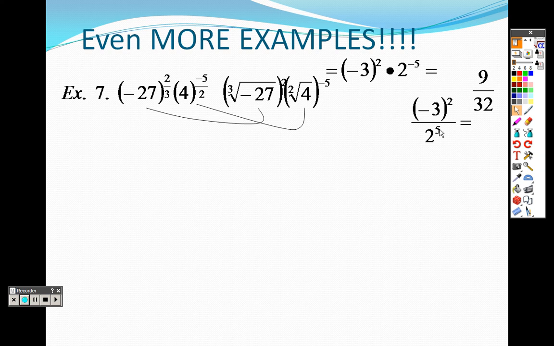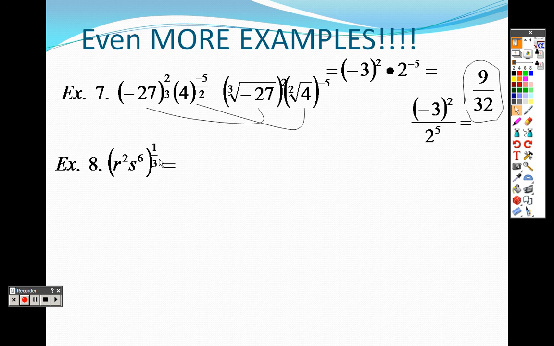The reason I'm telling you this is sometimes it's better to rewrite things differently to make the problem easier. If I would have done negative 27 squared and then took the cube root of that, you would still get the same answer, but you wouldn't know off the top of your head what negative 27 squared is. Just like if I was to rewrite this as 4 to the negative 5 and square root that, no one knows what 4 to the negative 5 is off the top of their head, and then the square root of that. So the point is, sometimes you can be picky and pick which order you want to make the problem easier to solve.